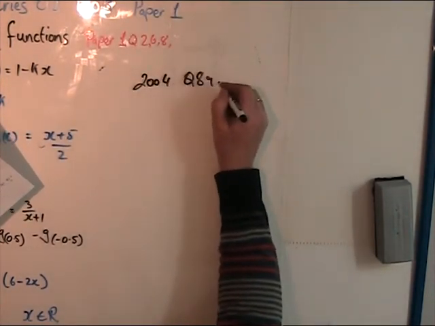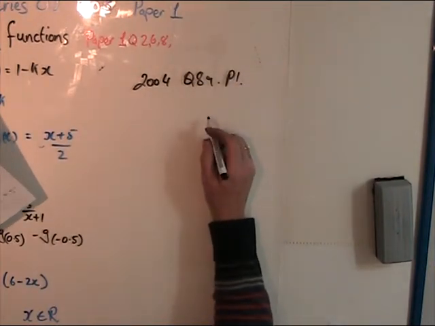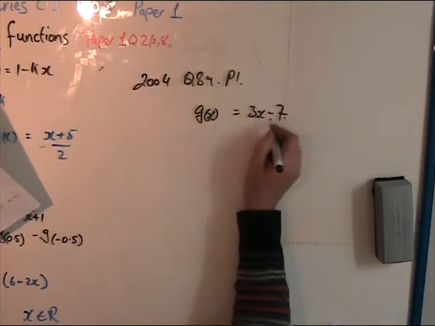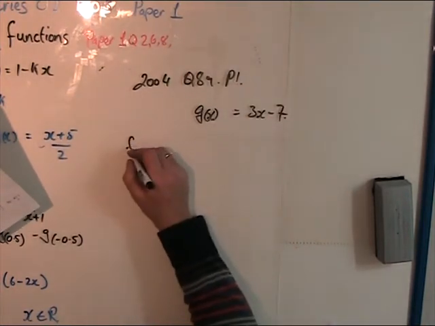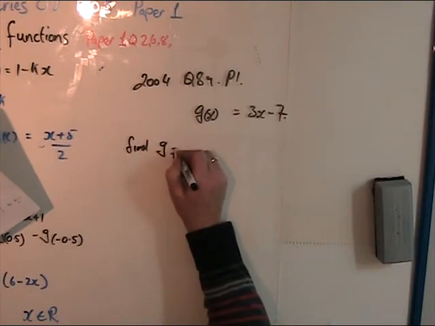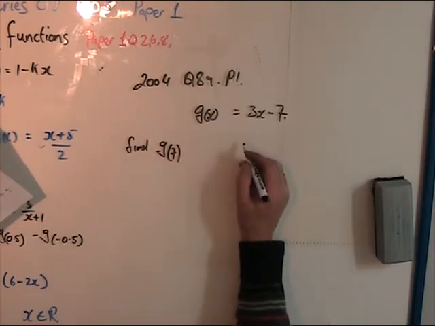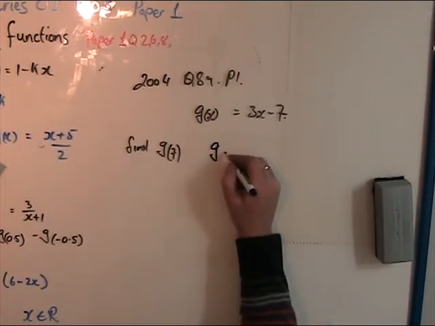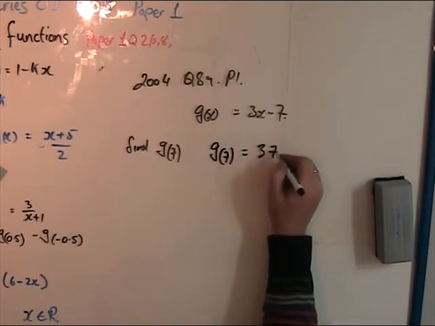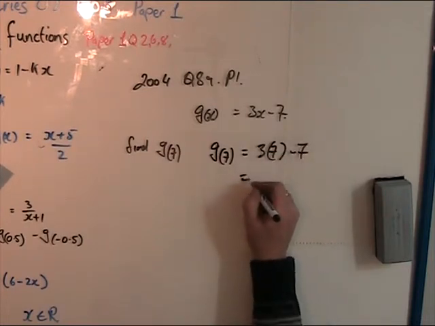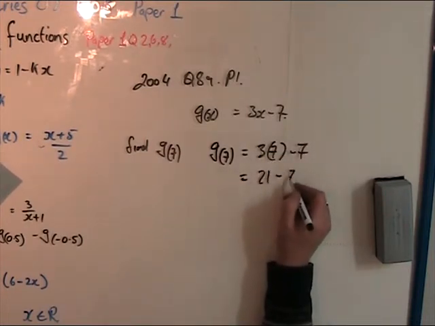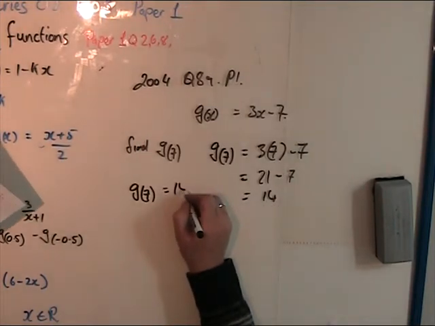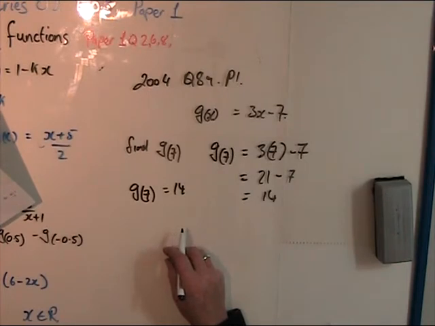Question 8a, paper 1 again, and it says g of x is equal to 3x minus 7. Find g of 7. Okay, so g of 7. So what do I do? I put it in, and so here we go again. g of 7 is equal to 3 times 7 minus 7. Okay, 3 times 7 is 21 minus 7 is equal to 14. So g of 7 is equal to 14.